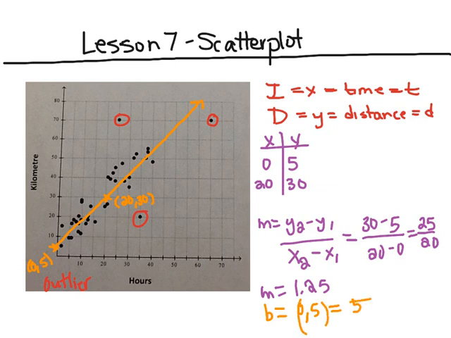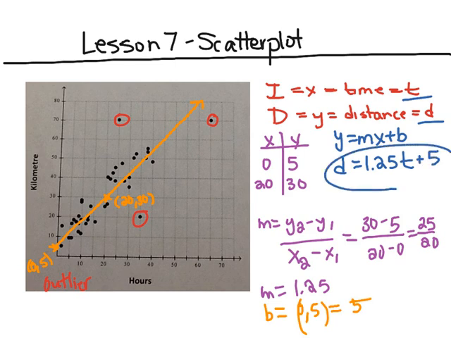So if we were to plug into our equation y equals mx plus b, we know our y is d for distance, our m is 1.25, our x is t, and our intercept is 5. So here is the equation for our best fit line.